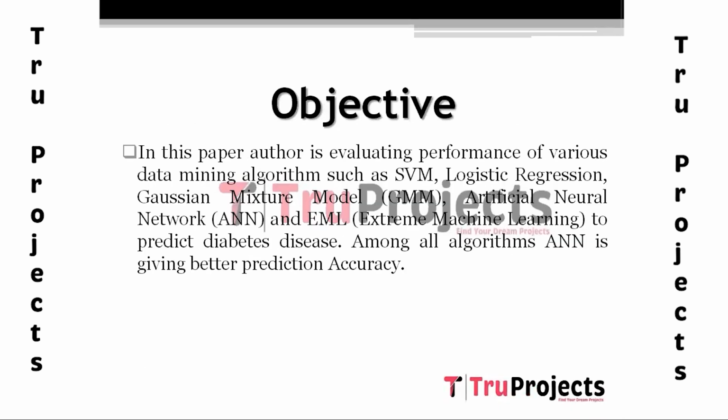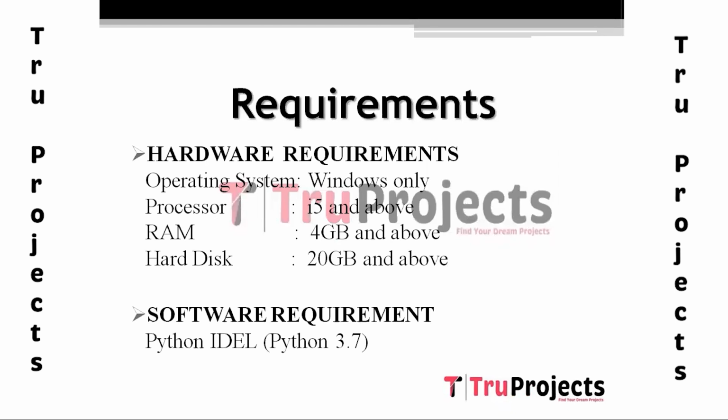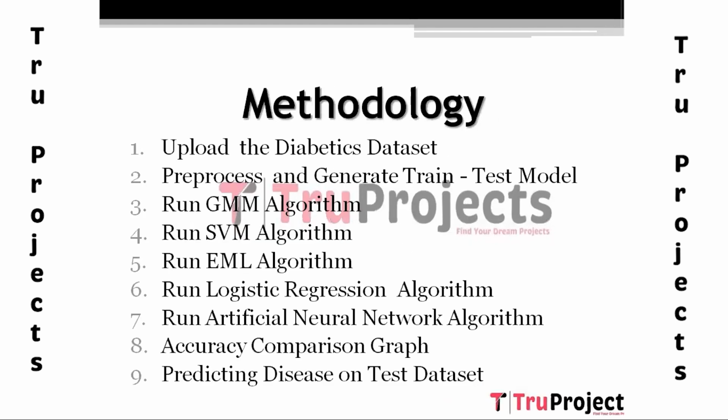The main objective of this problem statement is diabetes disease prediction based upon the algorithms support vector machine, logistic regression, Gaussian mixture model, artificial neural network and extreme learning machine. Requirements: for hardware, we need operating system Windows, processor i5 and above, RAM 4GB and above, hard disk 20GB and above. Coming to the software requirements, we need to install Python version 3.7.